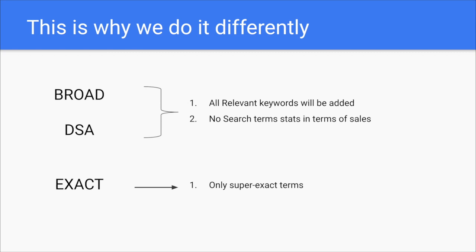So just for you to remember that broad and DSA give you a lot of relevant and irrelevant keywords inside, and you cannot analyze search terms. In exact, you don't have search terms, you have only keywords, and you can pass the keyword information inside Adjust or your application and actually analyze how efficient this is.